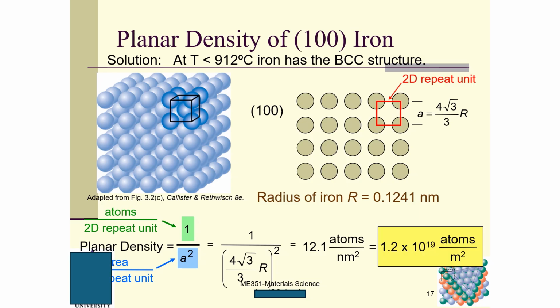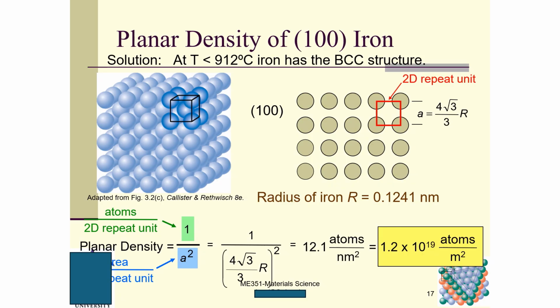And what is a? How to calculate this a here? So this is a side, okay? It's the side of this square. And this equals 4 square root 3 divided by 3 multiplied by r. And so we just plug in and we can have this value. So this r is the radius of this atom.